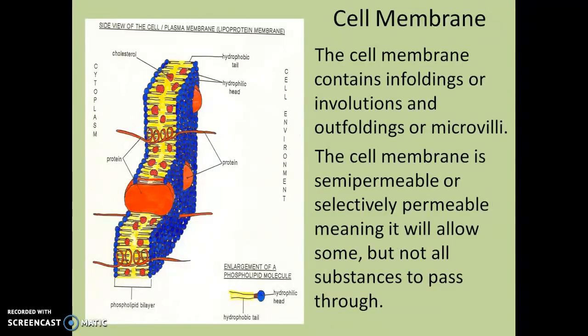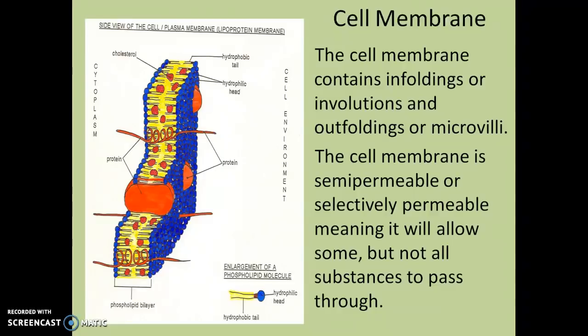So talking about the cell membrane here, we're going to talk more about the cell membrane in our next chapter, and we talked a little bit about it last chapter. We know the cell membrane is made up of phospholipids, but as you saw in your diagrams, it could also have infoldings or outfoldings. The infoldings are called involutions, and the outfoldings are called microvilli.